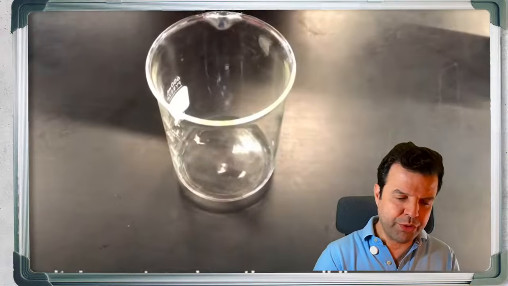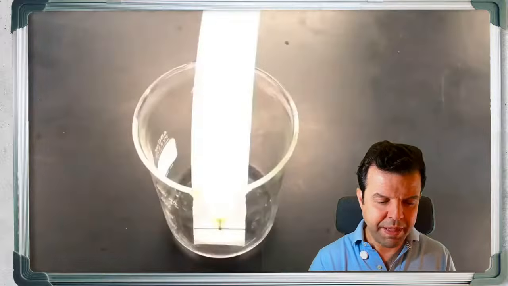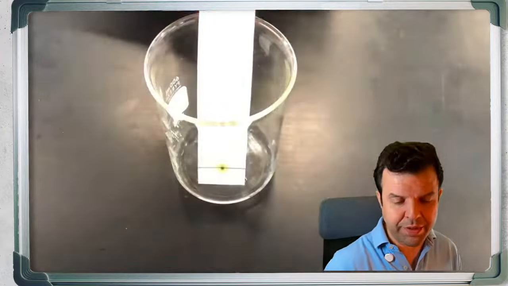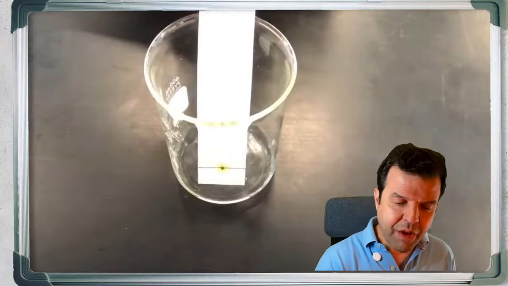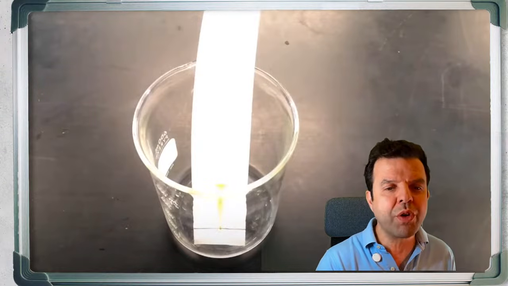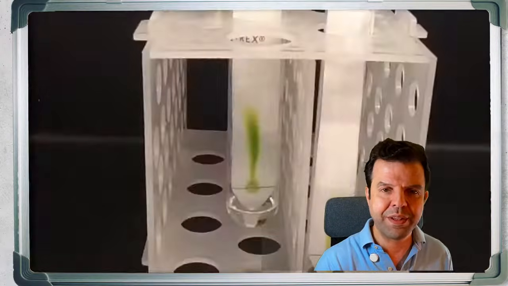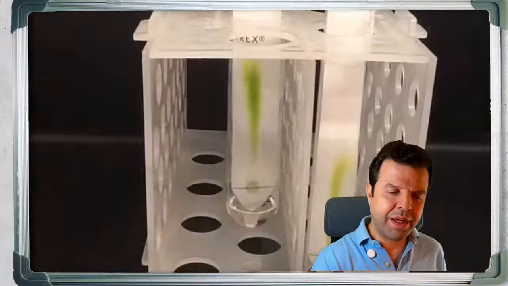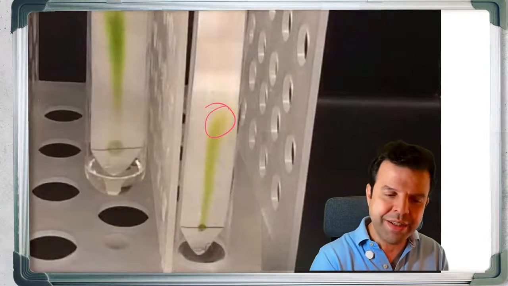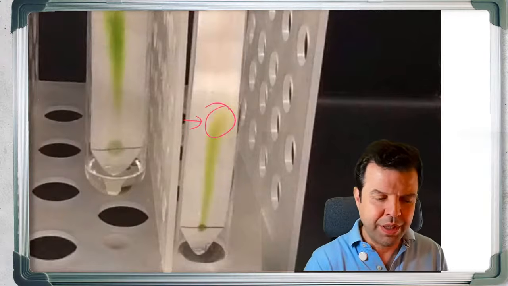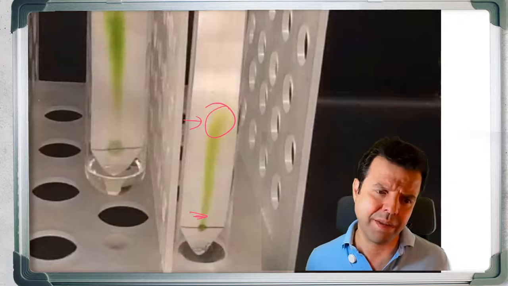Soon you will notice that the pigments separate based on what? Based on solubility. Meaning, the more soluble the pigment, the further up it will travel on that chromatography paper, something like this. So again, from here, I can see that this yellowish color here is the most soluble. And here the greenish one is less soluble.